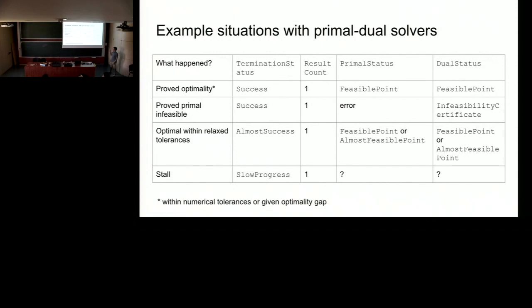And then primal status and dual status can change. It depends on which tolerances are satisfied. If you had to relax the primal feasibility tolerance, then the solver should say that I have an almost feasible point. And same thing for the dual. So this depends on the solver deciding which tolerances did it have to relax. Let's say the solver just stalls and knows that it's not even close to the solution. Then we return a termination status called slow progress, and it's up to the solver to decide. It could stall with a solution, it could stall without a feasible solution, and we let you encode that information.